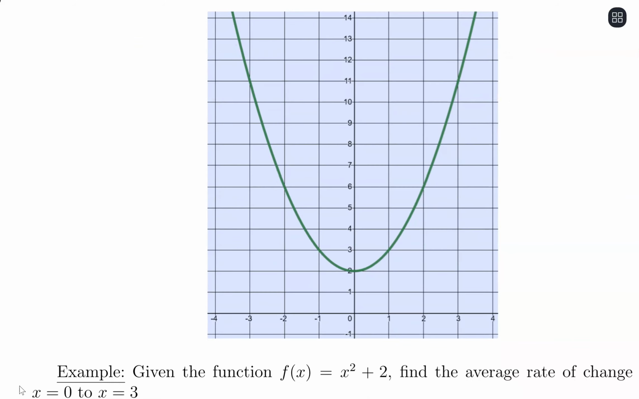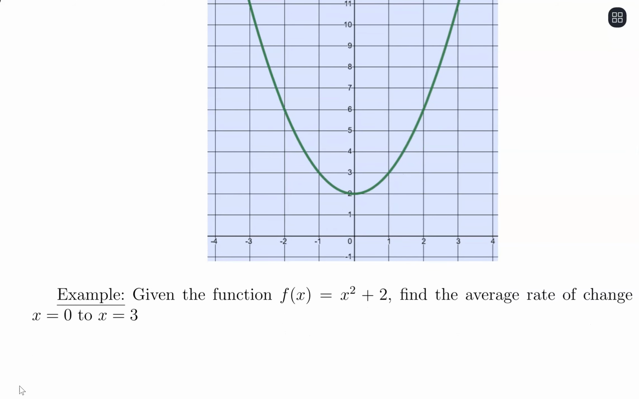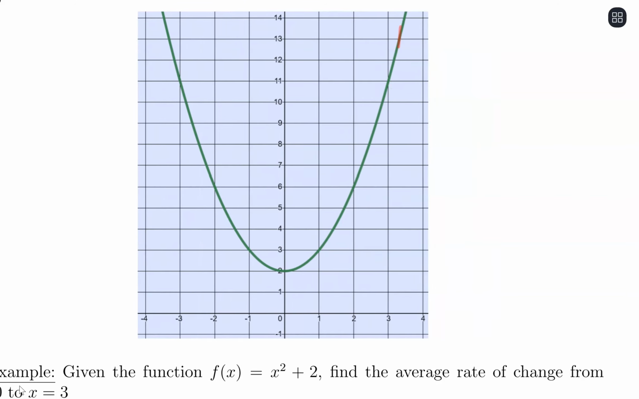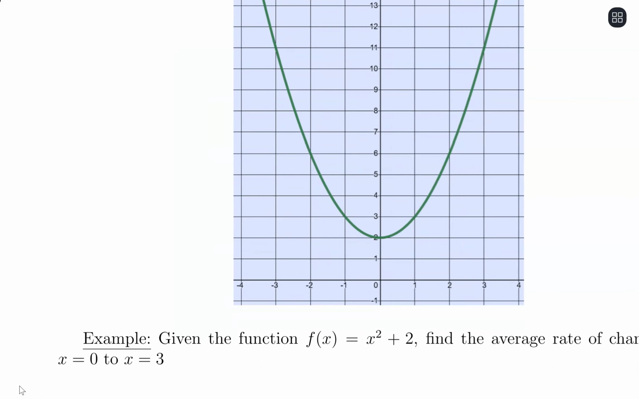So let's take a look at this and get this idea of what a secant line looks like in terms of a graph. Here we're given the function f of x equals x squared plus 2. Up above we have our graph. So x squared is our parabola, and then that plus 2 bumps it up 2 spots. So we have a vertex at (0, 2), and that parabola is opening upwards. And we want to find the average rate of change from x equals 0 to x equals 3.